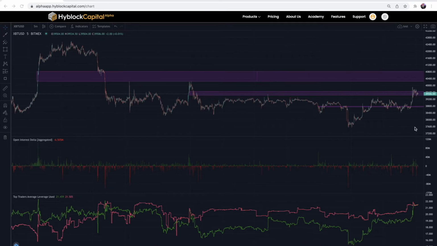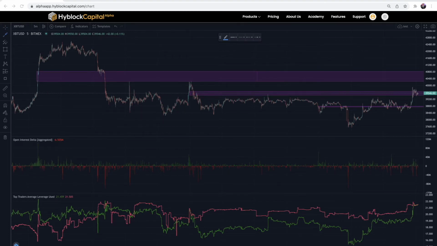If we zoom out and take a look at OI delta, we have created support and resistance zones based on where large number of contracts opened across all major exchanges. These zones are at 40,200 to 40,800, 39,400 to 39,650, and around 38,750.